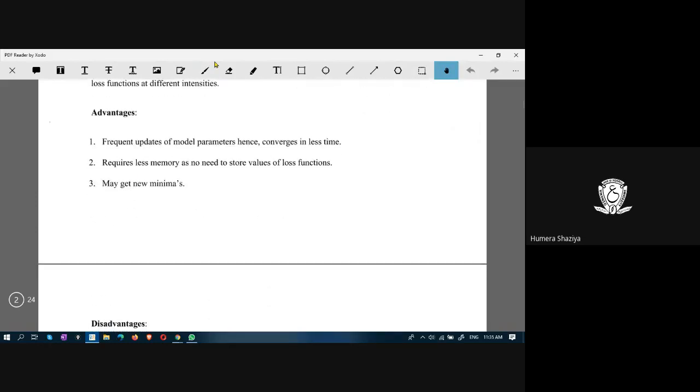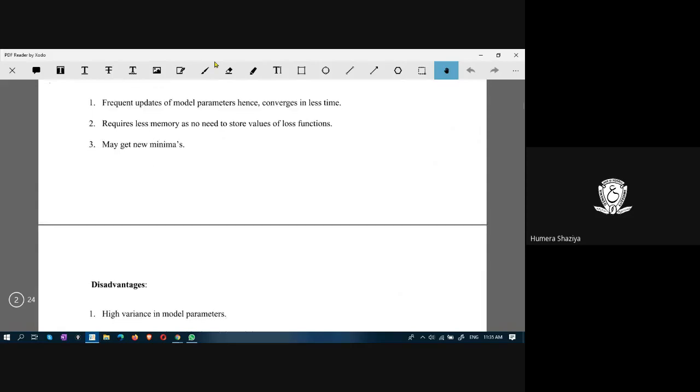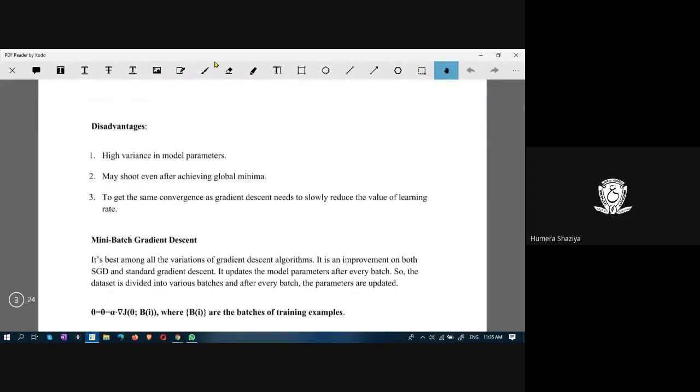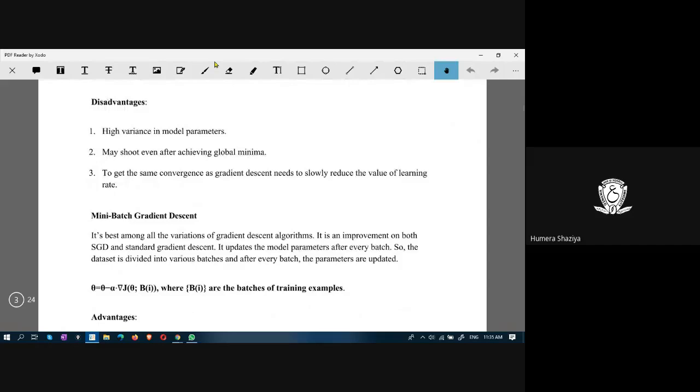What are the advantages? Frequent updates of model parameters happen in stochastic gradient descent, and hence it converges in less time, and it requires less memory, and there is no need to store the values of loss functions. And also it can come up with a new minima. The disadvantage is that it results in high variance, and it may shoot even after achieving the global minima.